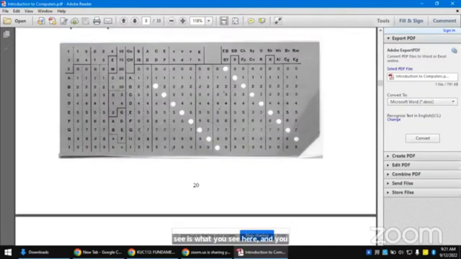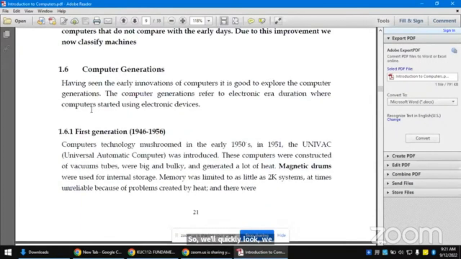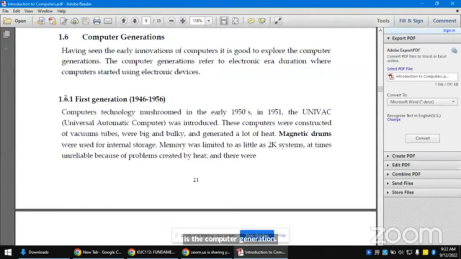So we'll quickly go to the next section, which is computer generations. Having seen the earlier innovations of computers, it is good to explore computer generations.